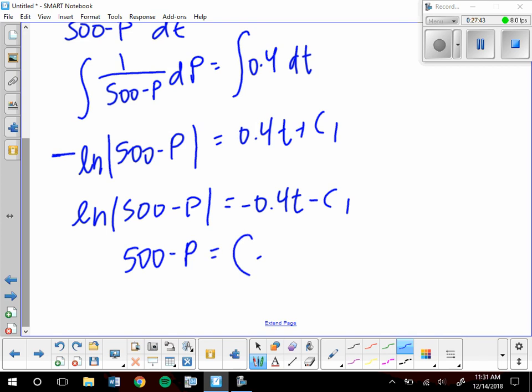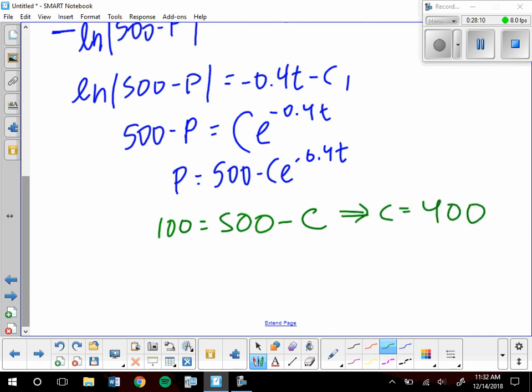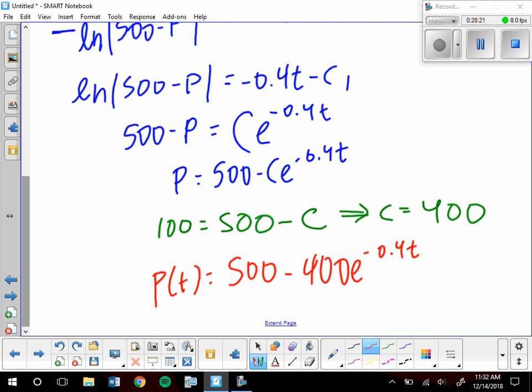I'm going to skip some steps and just get a big constant up front. And then my population model is 500 minus C e to the -0.4t. I can use my initial condition of (0, 100). e to the 0 is just 1. And so I know that C equals 400. And my final population model then is 500 minus 400 e to the -0.4t.